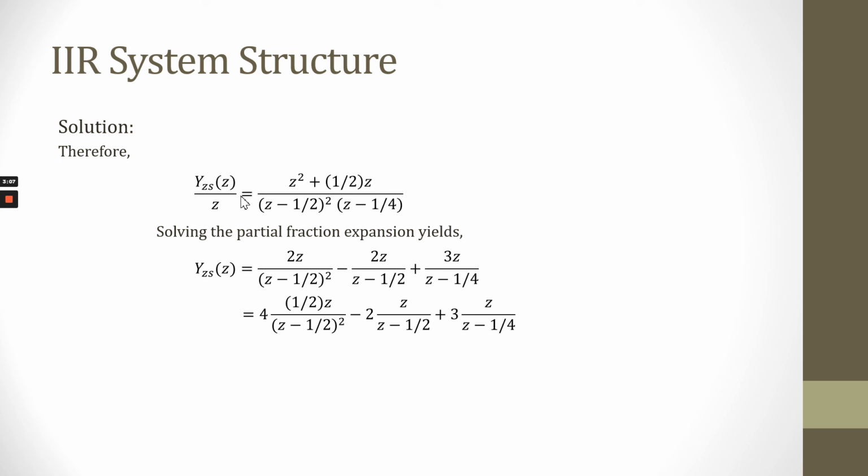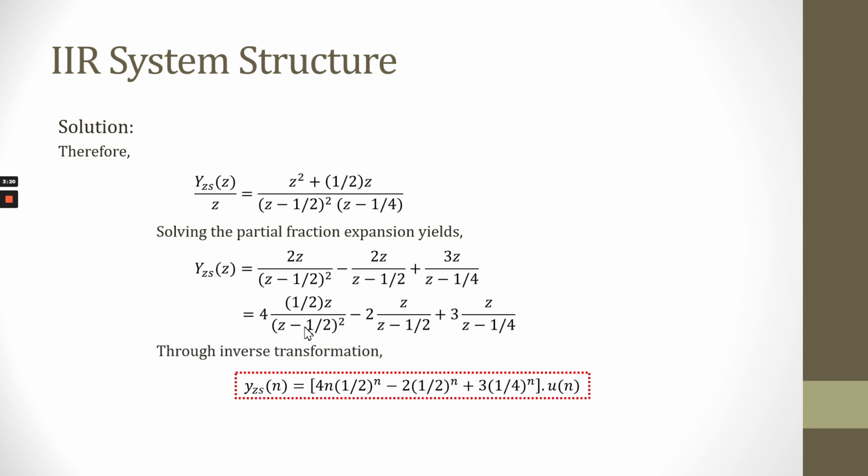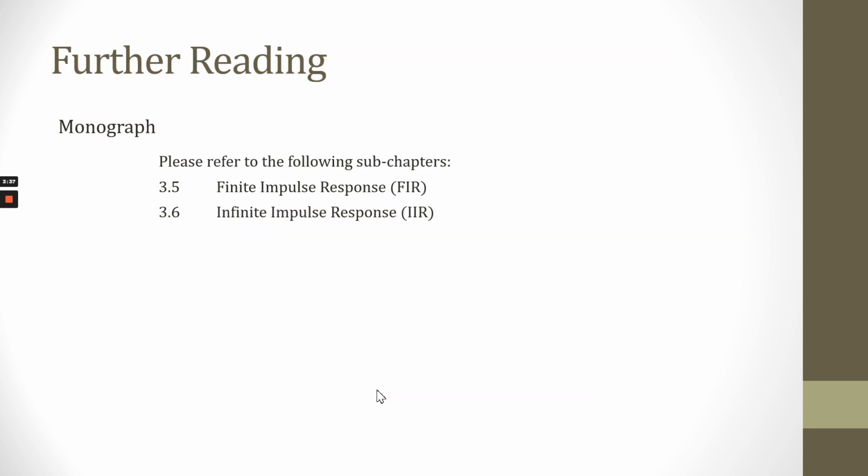For this one, we need to apply the partial fraction expansion until we have this equation, and from the solution of partial fraction expansion, we can apply the inverse Z transform to the zero state response in the Z domain, so that we have the zero state response in the time domain. So we have this one after we apply the inverse Z transform.